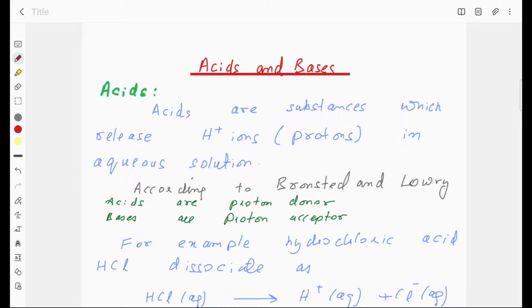Acids are substances which release H positive protons in aqueous solution. This means acids are substances which, when dissolved in water, give off H positive ions.